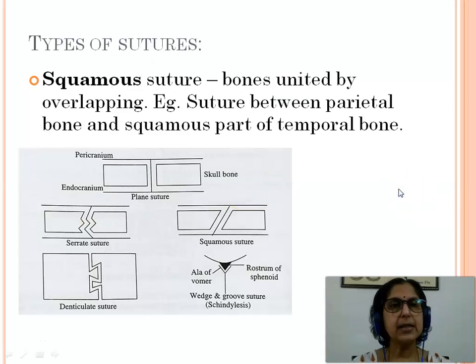Next is squamous suture, bones united by overlapping each other. So what is seen here, these are the two flat bones and they sort of overlap each other so that the suture or the sutural surface is slanting. That's what is called a squamous suture. And where do we see this? Example is the suture between the parietal bone and squamous part of the temporal bone.